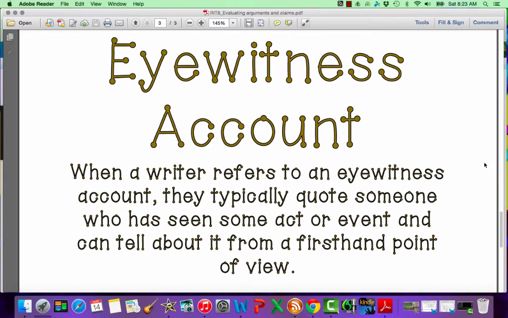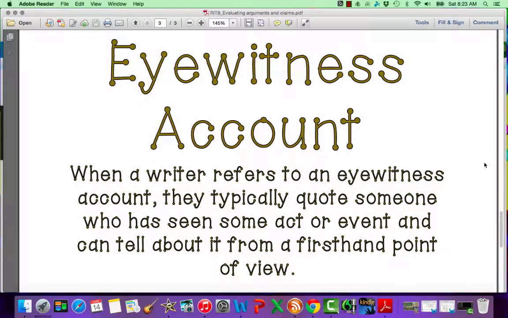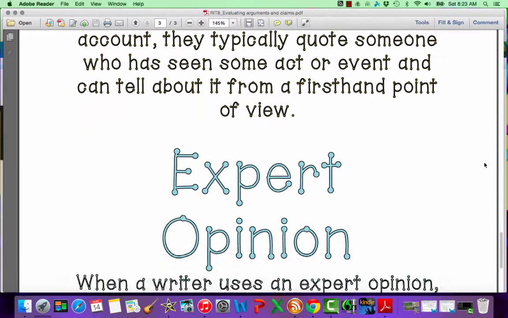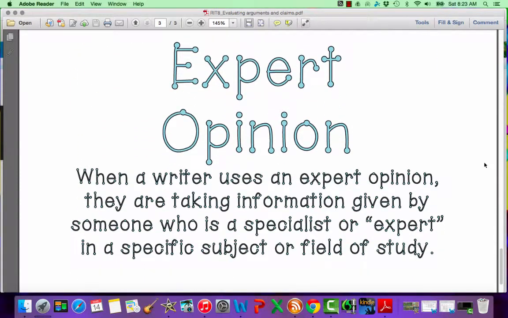An eyewitness account is when a writer refers to someone who's been there and seen it happening. They're typically quoting a person, and that's how they can tell about something from a first-hand point of view. And then we have expert opinions. When a writer uses an expert opinion, they are talking about information that someone who is considered an expert or a specialist in a field gives.